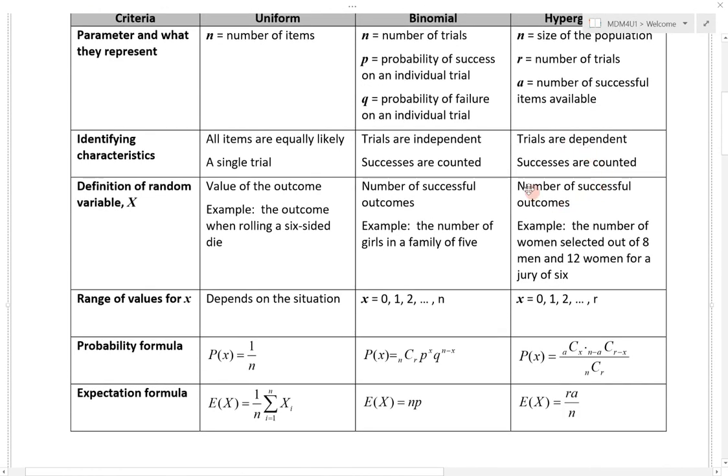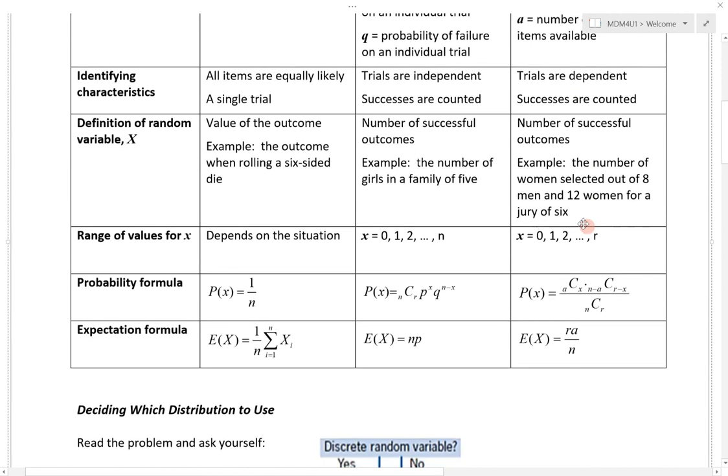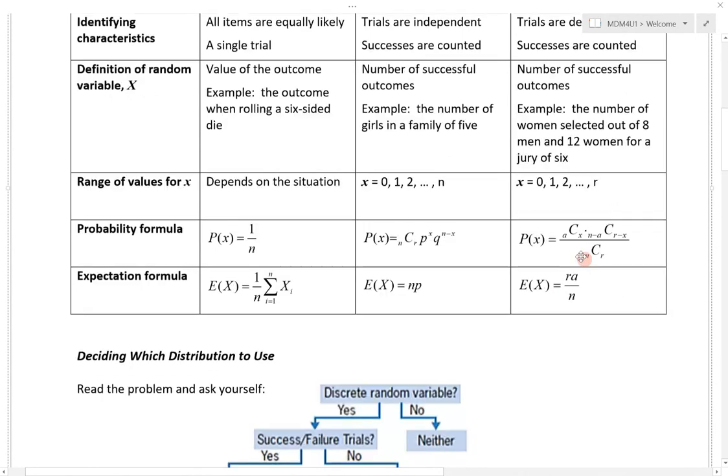So X is the number of successful outcomes, and X is also given a value between 0 all the way through R, being the number of trials. And it also has its own probability formula as well as its own expected value formula.